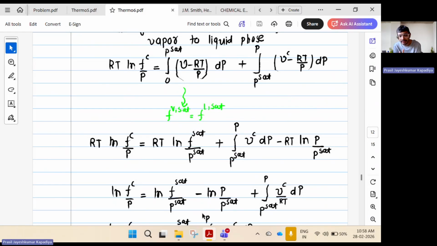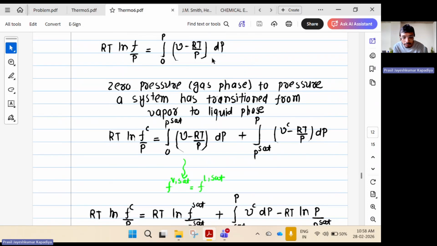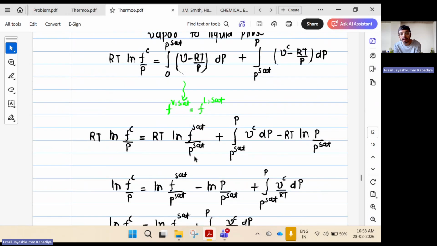Now how can I write this equation? This term is nothing but RT ln F by P, but in terms of F sat divided by P sat, because we are at saturation conditions, plus the integration from P sat to P of Vc dP minus RT dP by P, which is ln P, so RT ln of P by P sat. Correct? So this term we divided into two parts. One is Vc and another is RT by P.